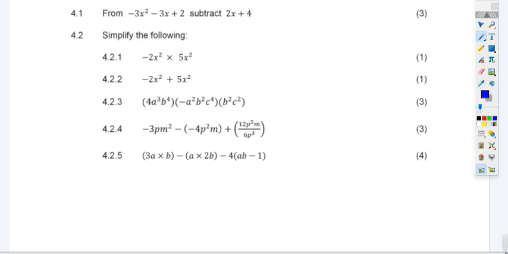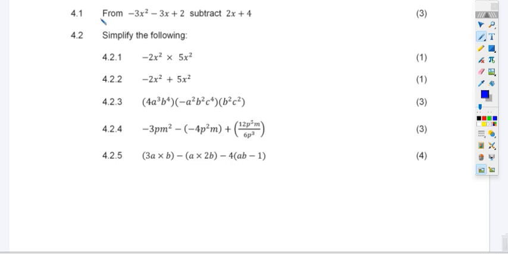All right, continuing with grade 8 revision algebra. Here is another one with a few questions here. We need to simplify the first one.